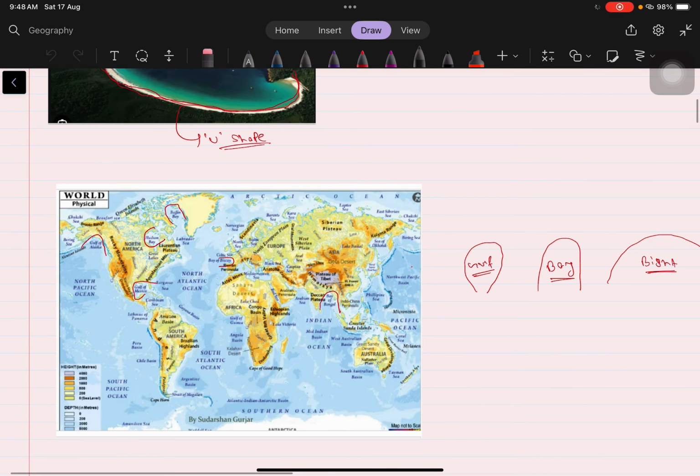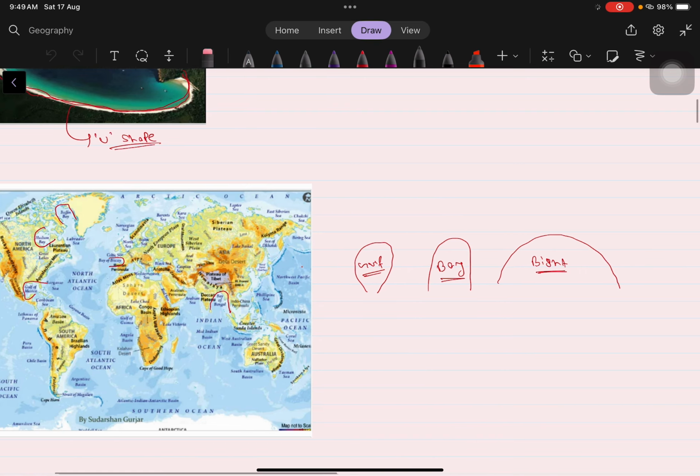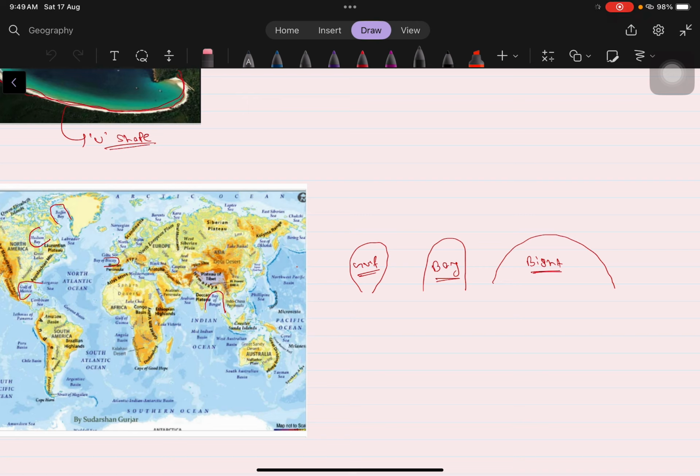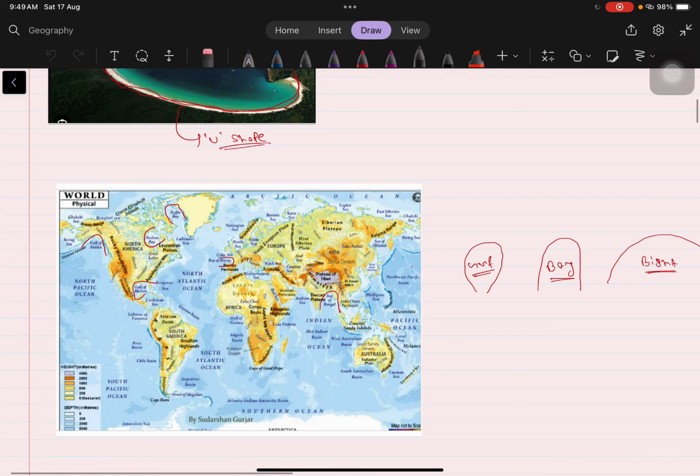You can see from the world map also, the red marks I have made are bays. Bay means more opening, gulf means a small opening. So gulf means a very small opening, bay means a somewhat larger opening, and bight means a very large opening. In this order you can remember: gulf, bay, bight.